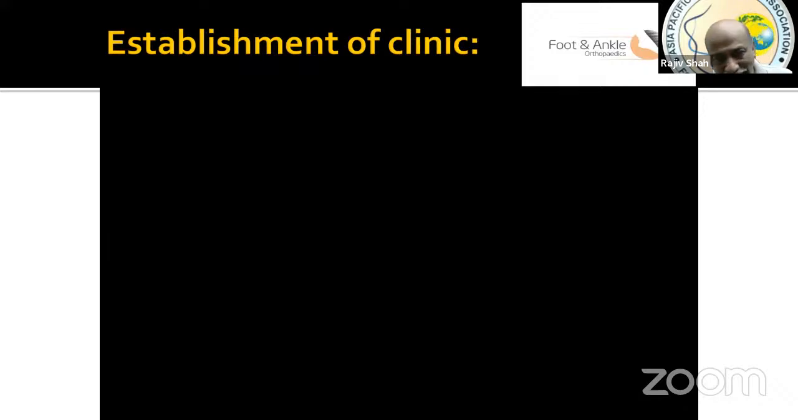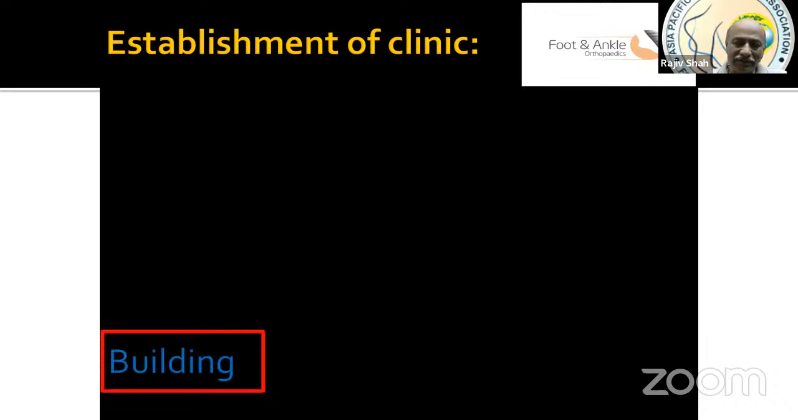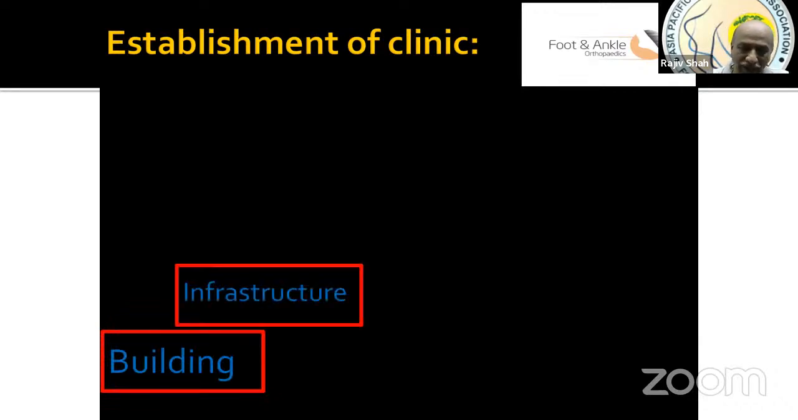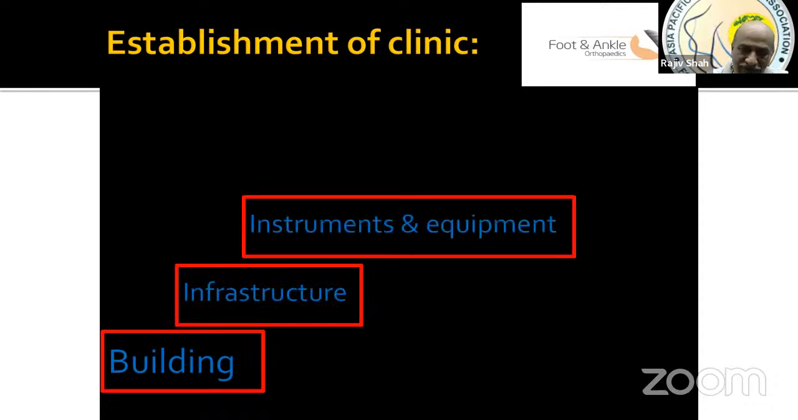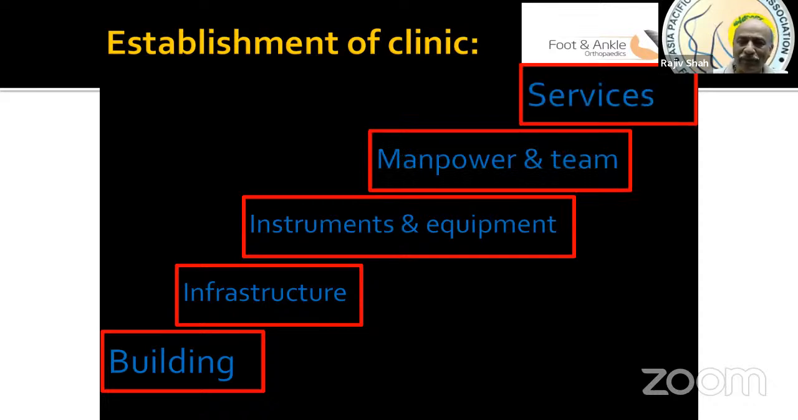So how to establish a clinic for foot and ankle services? You need to work on the building, what kind of infrastructure you want, what kind of instrument equipment, what should be the manpower, and what should be the services you would be giving. These are the 5 points we are going to discuss. Now, for having a foot and ankle clinic, you could have a second floor, third floor with a good lift, any such area would be okay.